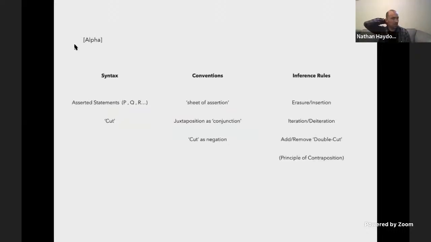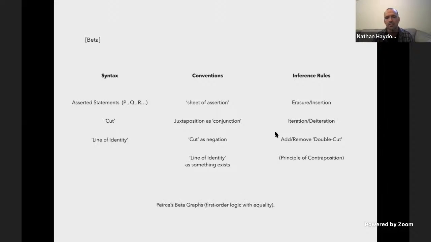So one of the nice things about the move from alpha to beta for Peirce, by adding these lines of identity, is that nothing changes in the inference rules. There are very slight modifications, which I'll get to. But the syntax and the conventions are the same. Now we just add lines of identity. So we still just have statements, cuts, and now we have these little lines. As a convention, we take this line of identity to assert that something exists or something is. And the inference rules largely stay the same. So this gives the classic picture of Peirce's beta graphs.